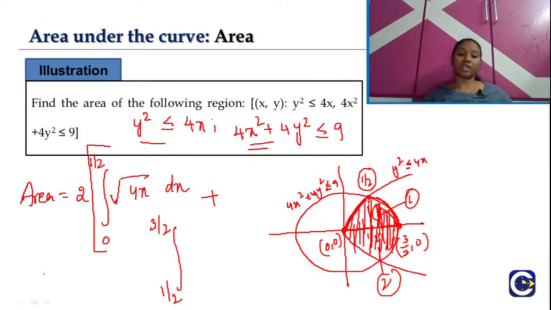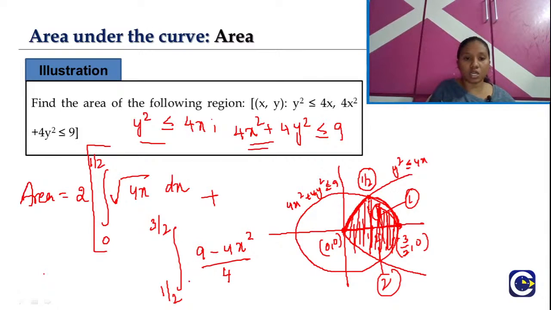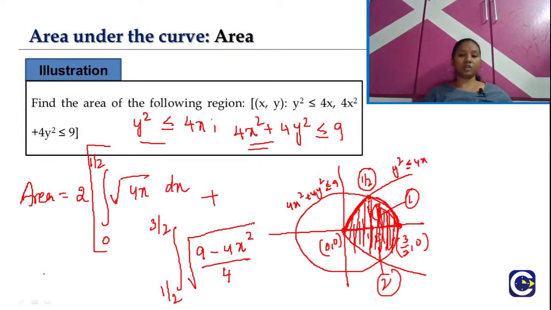Here, what is my curve? That is my circle. I have to write it in terms of x. So it will be under root of (9 minus 4x square) by 4, dx. This will be my curve. Now you just have to apply definite integration and simplify this in order to get the area of the required portion for these two curves, which are nothing but inequalities here.